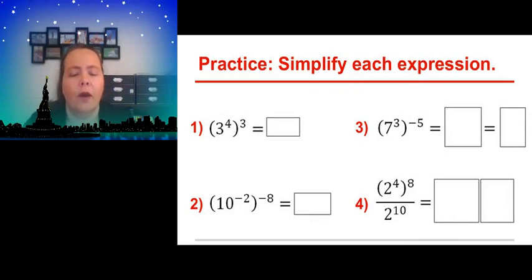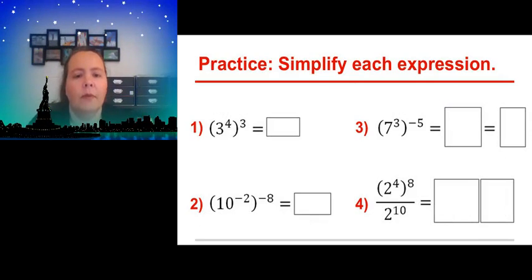Here are some for you to practice using that rule. So remember, when you're raising a power to a power, you need to multiply exponents. Also, remember your rules for when you are multiplying like bases, you add exponents. And when you are dividing like bases, you subtract exponents. When you are finished, you may come back and check your work, but for right now, you should pause so that you have time to work.